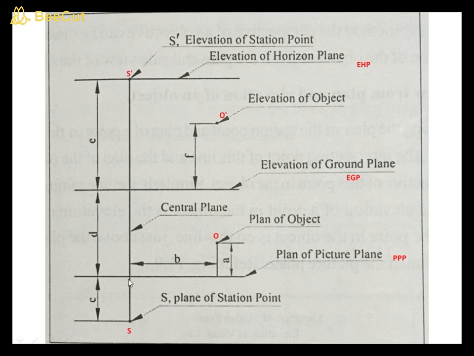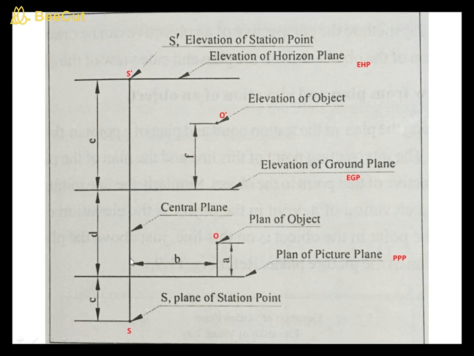Similarly, from the picture plane you can take the distance of point S. Point S is some distance in front of the picture plane. Take the distance of the station point from the picture plane, then you can mark the top view of the picture plane like this. So this is S dash and S. The station point front view is S dash, the station point top view is small s, and the line connecting S dash and S is known as the central plane.